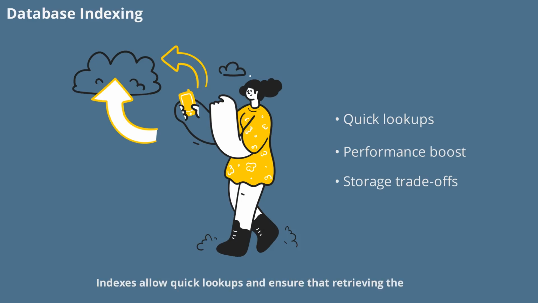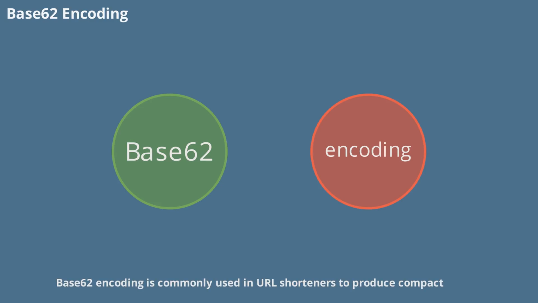Indexes allow quick lookups and ensure that retrieving the original URL from a short code is fast and reliable. By studying how real systems implement indexing, you'll understand the trade-offs between speed, storage, and complexity. Base62 encoding is commonly used in URL shorteners to produce compact, human-friendly URLs. Unlike hexadecimal, which uses only numbers and a few letters, base62 uses both uppercase and lowercase letters, plus numbers, resulting in shorter codes. This small detail can have a big impact on usability and system efficiency.